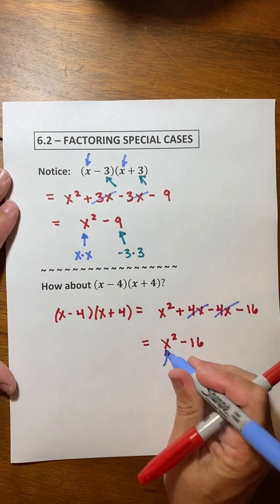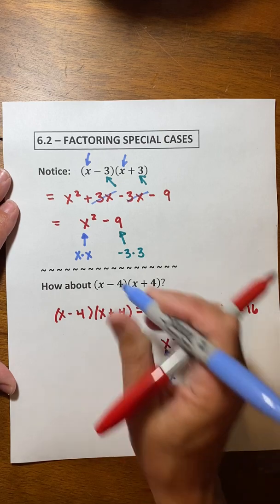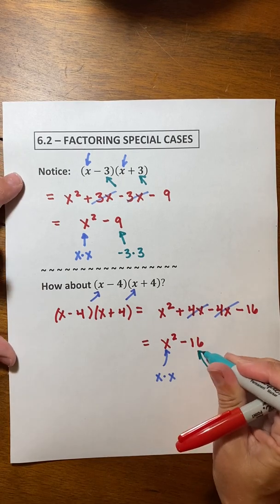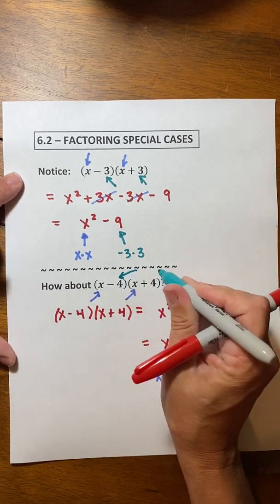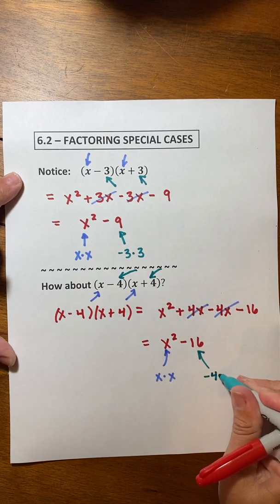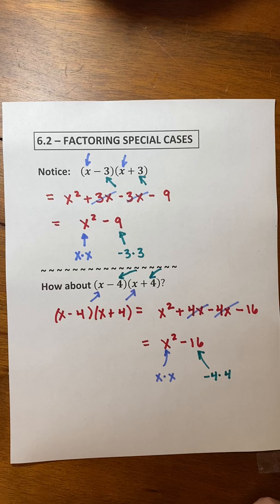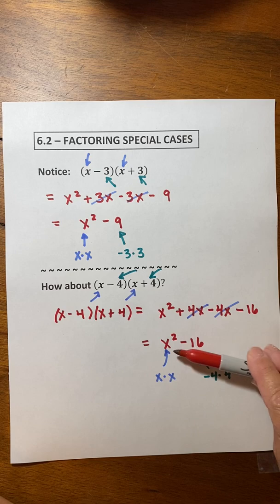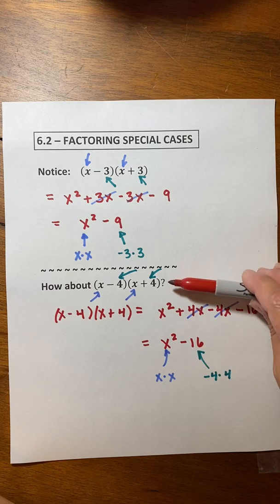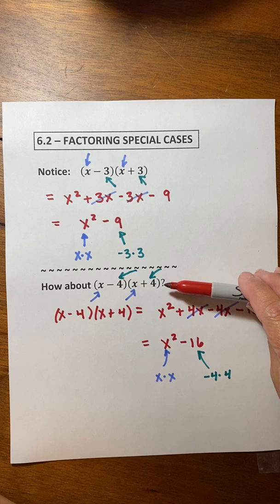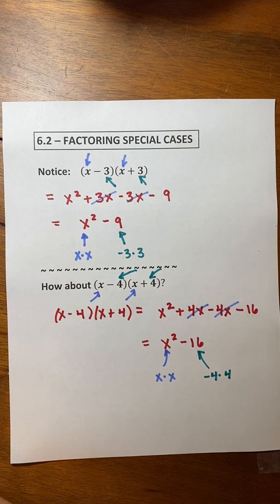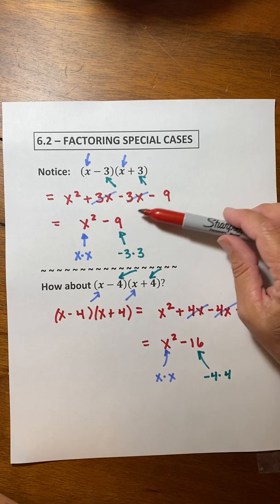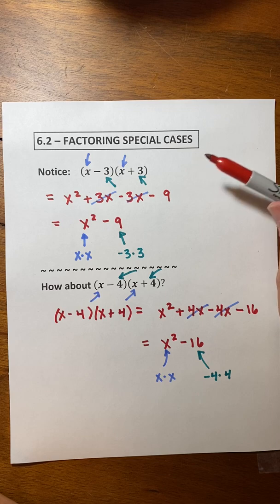Again, take note, this x squared term came from multiplying this x and this x, and this minus 16 came from multiplying that minus 4 and that positive 4. This isn't a coincidence. What we'd like to do is be able to work backwards. If I gave you the expression x squared minus 16, could you break it down into the product of the two binomial expressions, x minus 4 and x plus 4? Likewise, if I give you x squared minus 9, could you notice that that could be broken down into x plus 3, x minus 3?